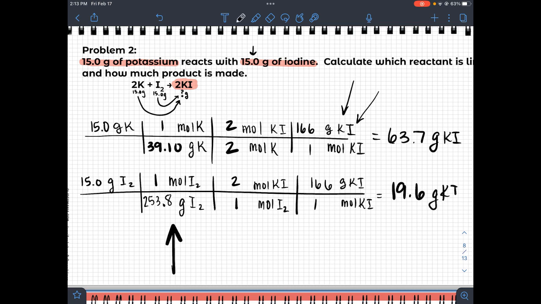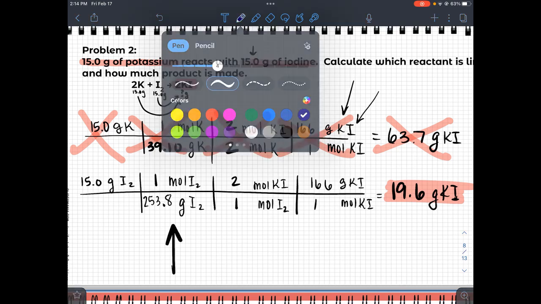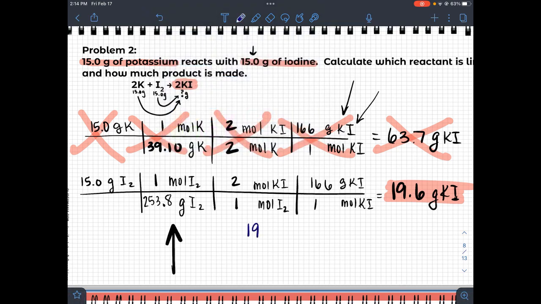grams of KI. All right, which of these answers is the lie? It is the bigger one. We want the smaller answer. So this whole one that gave us the bigger answer is a lie. So the real amount of product produced is the smaller answer. So let's write a little bit at the bottom here. 19.6 grams of KI is actually going to be produced.